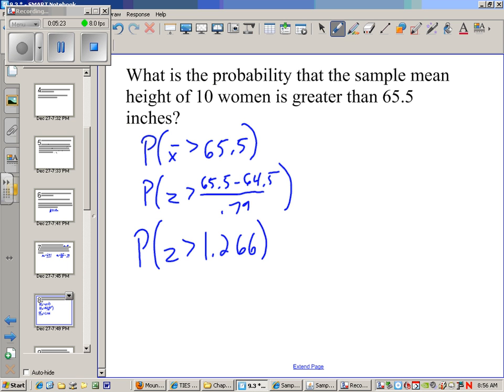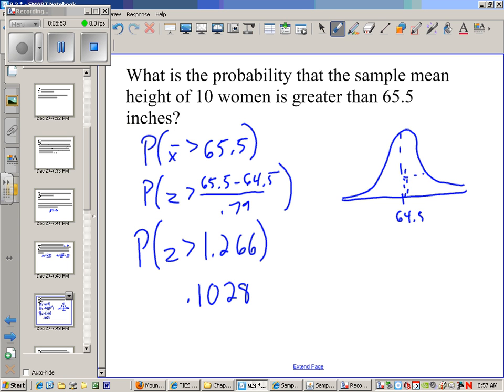1.266. So if I want to figure this out, I do a normal CDF from 1.266 to a very large number to get a probability of 0.1028. So about 10.3%. If I drew a normal distribution, it would look like this, where the mean would be 64.5 and the standard deviation would be 0.79.